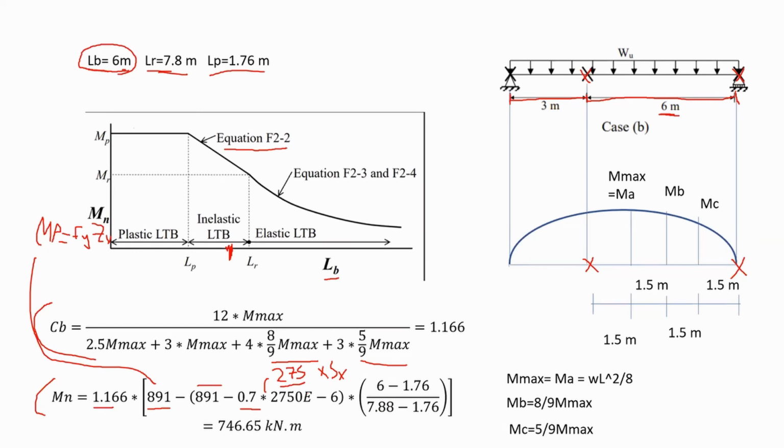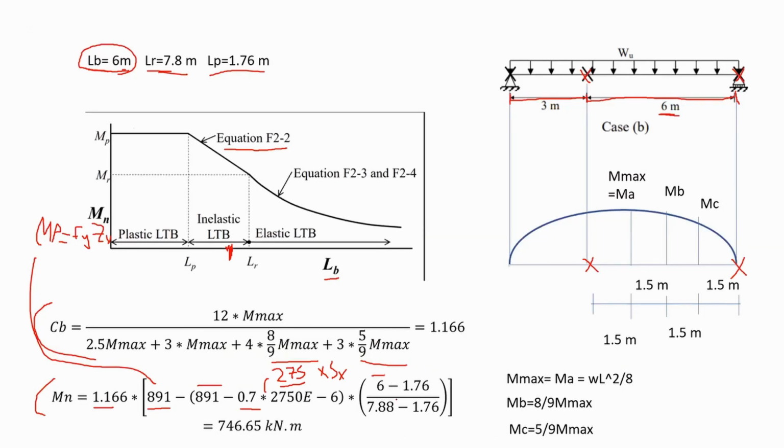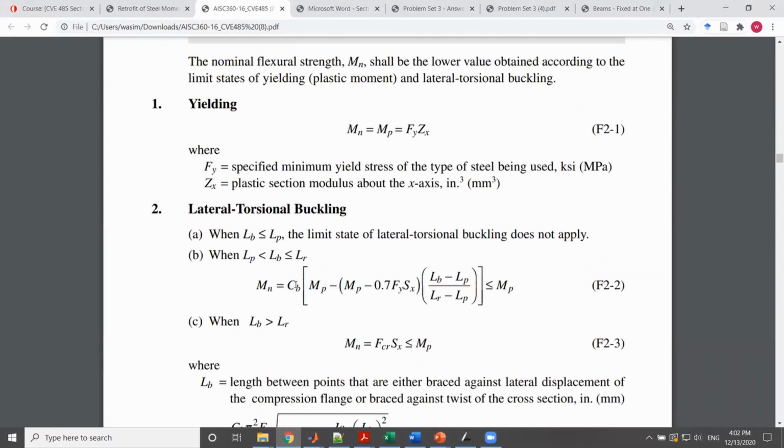Now, one more part. We have LB to substitute. LB is 6 meters as we found. Now this is the value of LP, 1.76. This is the LR, and lastly LP. Substitute everything and be careful while calculating this equation. Be careful with the use of parentheses, please, because you might plug in all the values correctly, but because of misuse of parentheses, the value would appear to be wrong. So that's something dangerous. Pay attention to it.